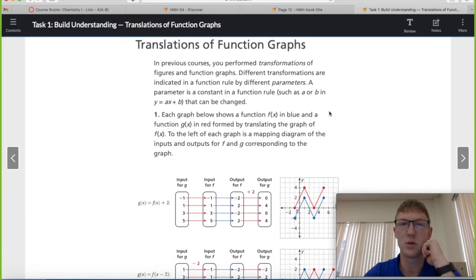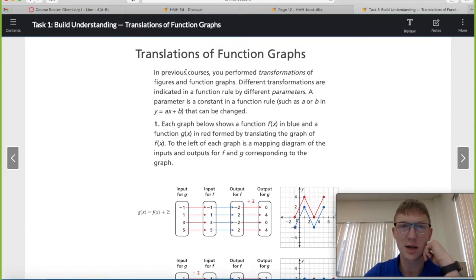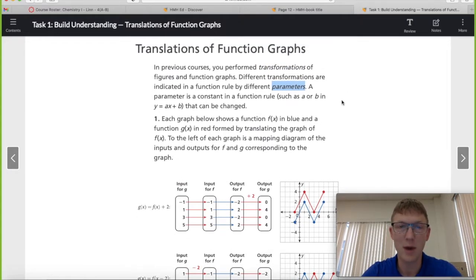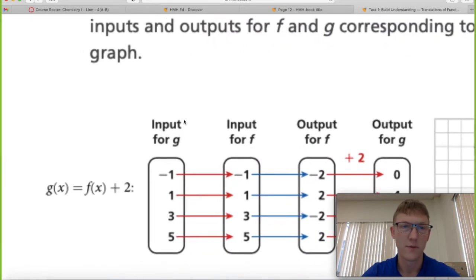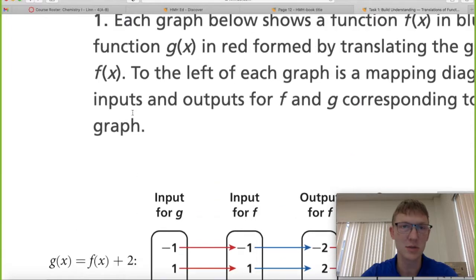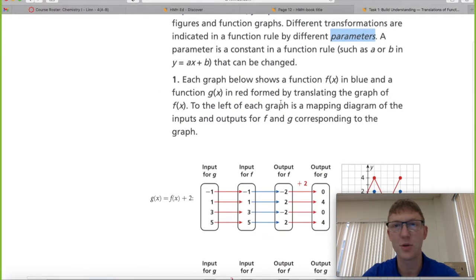And so that's what we're going to talk about. So let's make sure I get all my words right. So transformation, we talked about that one. So different transformations are indicated in a function rule by different parameters. So the parameters are, for example, like this +2, or inside of here -2, things like that. Those are our parameters.